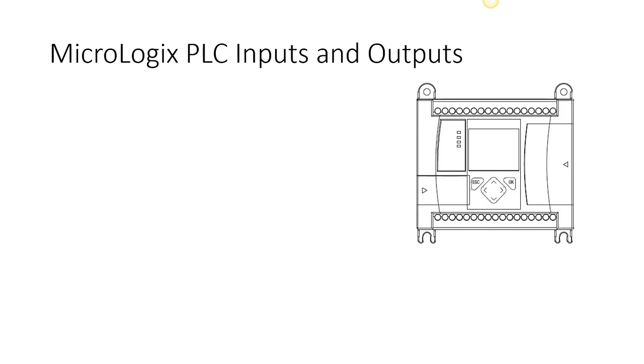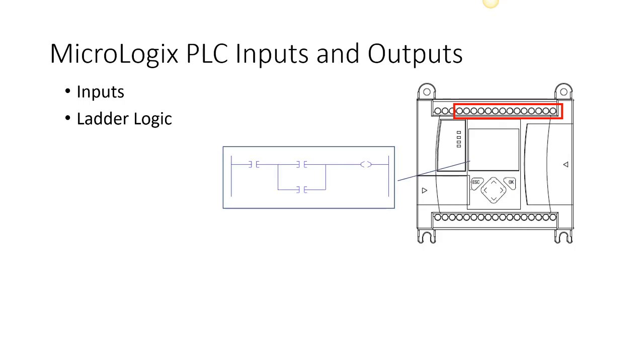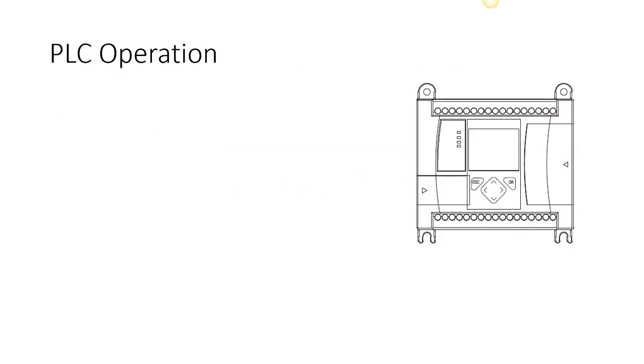So let's look at our Micrologix PLC, the one that we're going to be using this semester, and its inputs and outputs. Its inputs are going to be in the top row of our controller when it's installed in our panel. And then inside the controller, we're going to have ladder logic. I'm showing a very simplified depiction of ladder logic there. And then the outputs are going to be on the bottom. So inputs come in on the top, the program's inside, and outputs go out at the bottom.